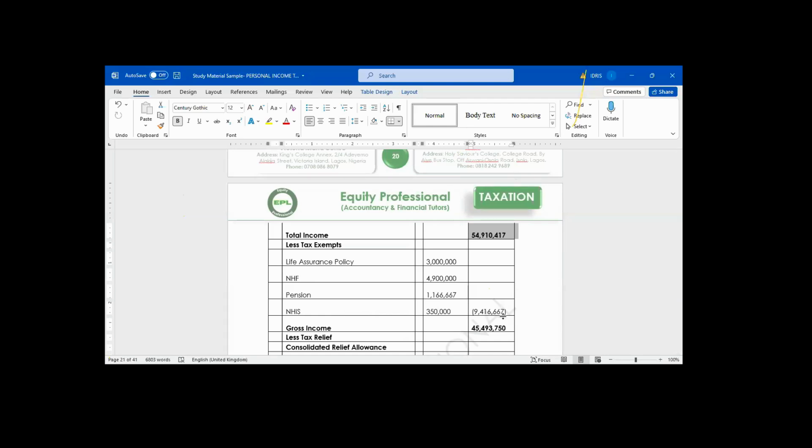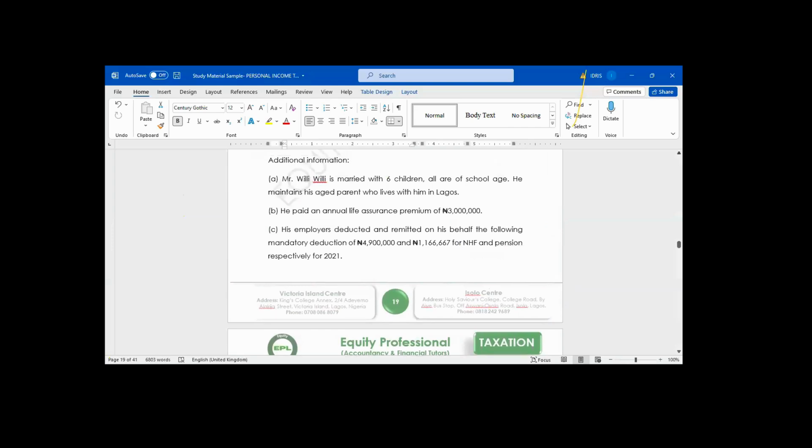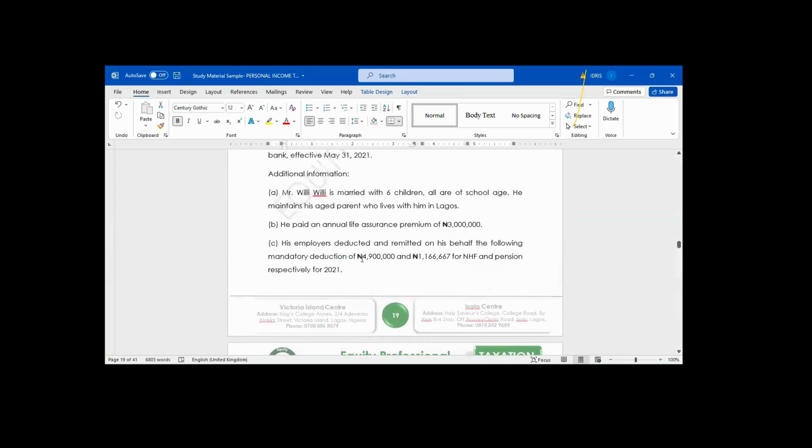You will now less it from your total income. Excuse me, sir, why is the pension not prorated? Because pension is charged every 6 months, sir. Why is it not prorated? The pension given to us in this question is for both companies, both the new company and the old company. The pension is for the 1 year.